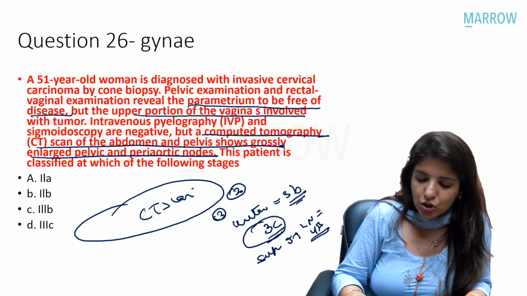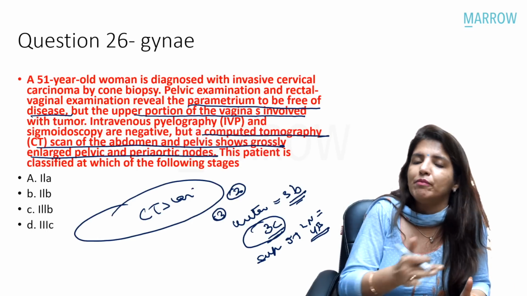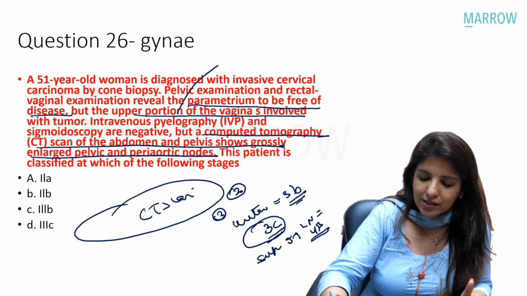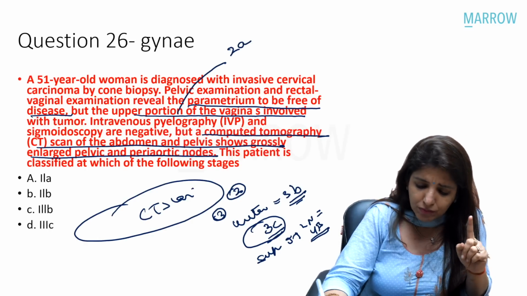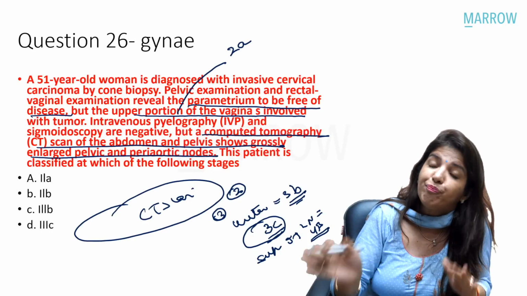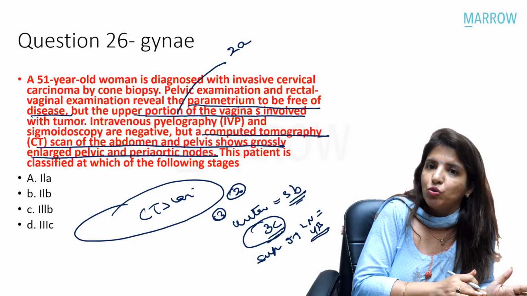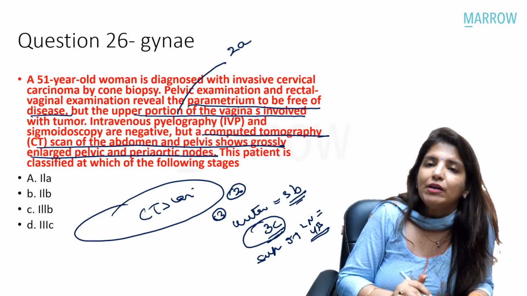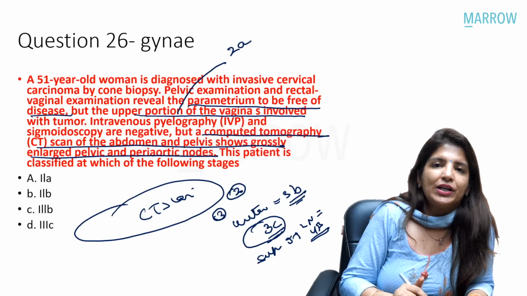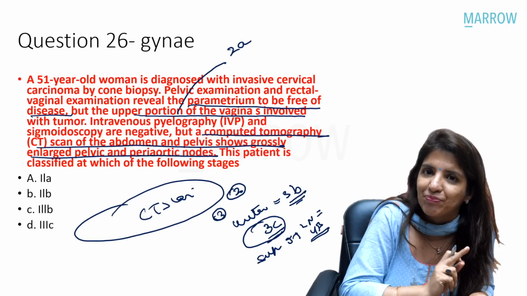Now, in this patient, we are seeing that the upper part of vagina is involved, parametrium is not involved. That means it is stage 2A. Now IVP is negative, sigmoidoscopy is negative, but CT scan is showing that pelvic and para-aortic lymph nodes are involved. The moment CT scan says pelvic and para-aortic lymph nodes are involved, I know that it is stage 3C.